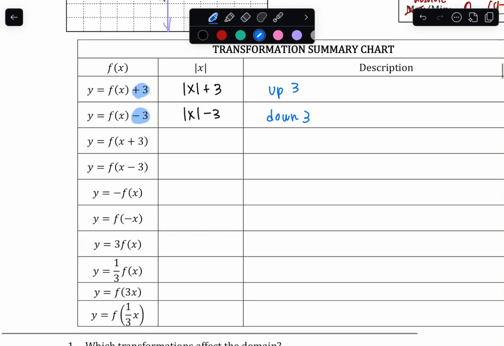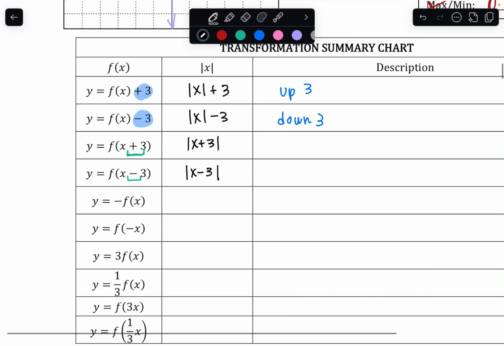If you add or subtract a value to the input inside the function, it's going to be inside the bars. You're changing the input. And because you're changing the input, everything's opposite of what you would expect, because you kind of have to undo what you're doing to the input, if that makes sense. And so a +3 actually moves you left 3. Even though you would think plus would move you forward to the right, it actually moves you backwards to the left. And then a -3 moves you right 3.